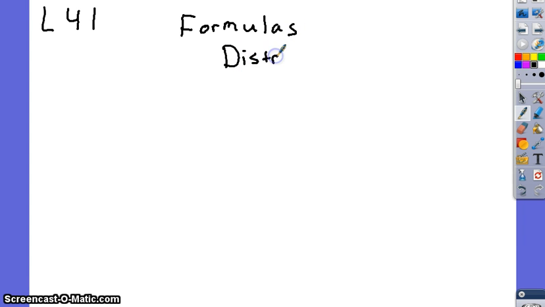All right, course 2, let's do lesson 41 today. Lesson 41 is all about formulas and how we use them. And it's also about the distributive property. That's some good stuff, good useful information for you. Good stuff that you need to know that we will practice. First off is some common formulas.